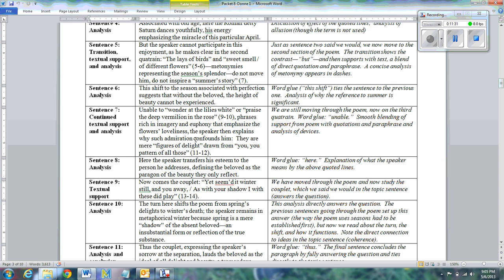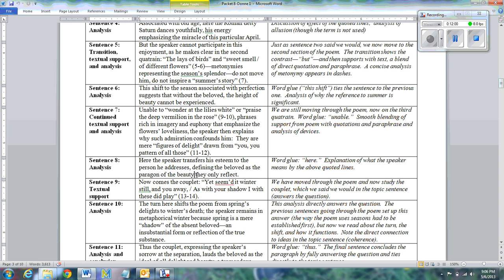Now I have more analysis because I just ended with a quotation. They are mere figures of delight drawn from you, you pattern of all those. I've got to talk about that now. So I do it here. Reader, see the word here is helpful as a kind of word glue. Here, the speaker transfers his esteem to the person he addresses, defining the beloved as the paragon of the beauty they only reflect, they being the flowers, the lily's white and the deep vermilion and the rose.